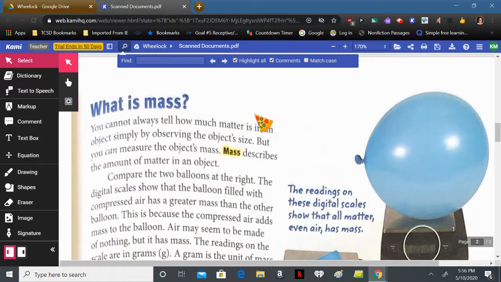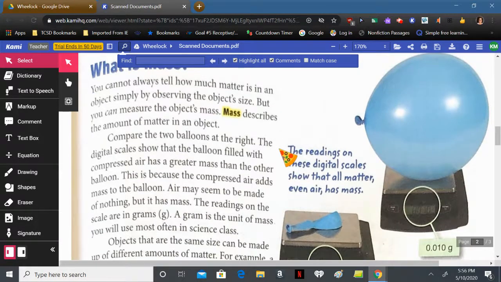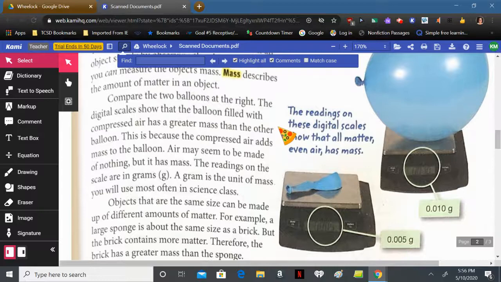What is mass? You cannot always tell how much matter is in an object simply by observing the object's size, but you can measure the object's mass. Mass describes the amount of matter in an object. Compare the two balloons at the right. The digital scales show that the balloon filled with compressed air has a greater mass than the other balloon. This is because the compressed air adds mass to the balloon.